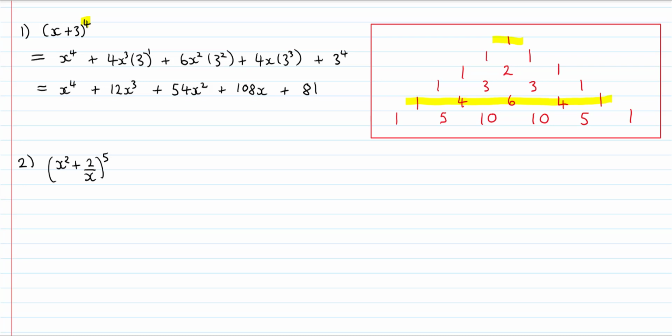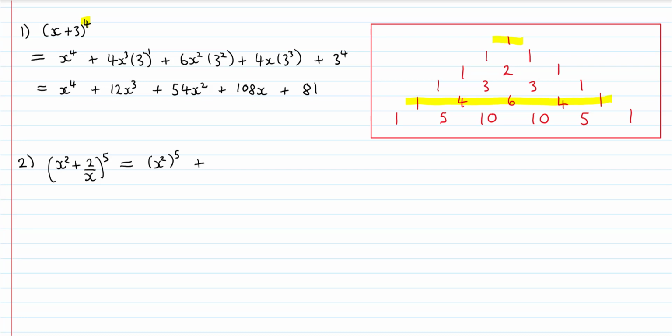Expanding this out then, for our first term, we're going to have our coefficient, which is 1, times x squared raised to the power of 5. We're thinking of it as choosing none of the 2/x terms, so that means all 5 of our terms must be that x squared term. That's why we've got that raised to the power of 5.